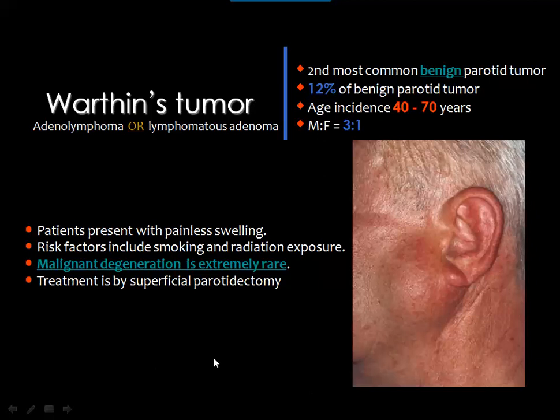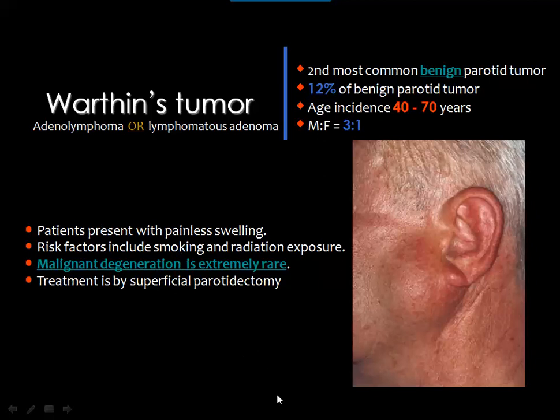Then we came to the Warthin tumor, which is the second most common benign parotid tumor. And this lesion usually occurs in relatively old age, from 40 to 70 years, is much more common in males than in females, and is intimately related to cigarette smoking and also radiation exposure. This lesion does not turn malignant, and it's written in the literature that malignant degeneration of Warthin tumor is extremely rare.